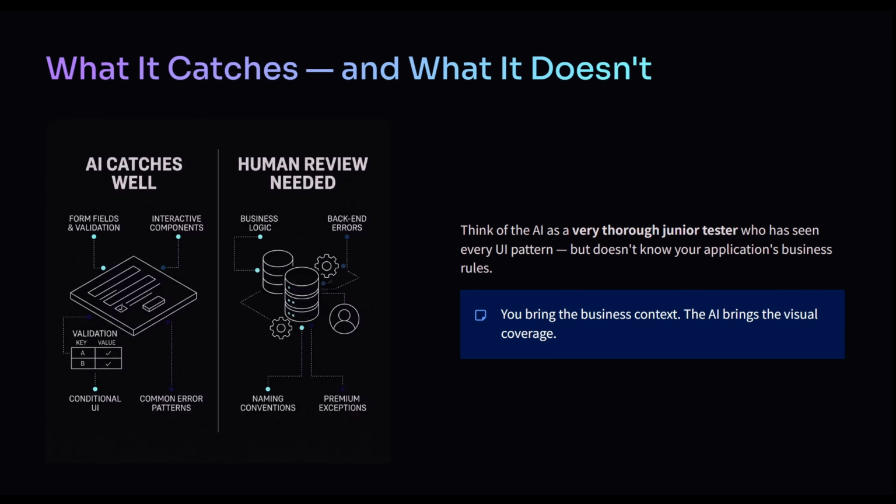What it doesn't catch, or catches with less reliability, is business logic that isn't visible in the UI. If there's a rule that says users with premium accounts skip the payment step, the AI won't know that from looking at the design. It also won't know your specific backend error codes, your organization's naming convention, or environment-specific behavior. That's why the review step matters. Think of the AI as a very good junior tester who has seen every UI pattern there is, but doesn't know your specific application's business logic. You bring the business context. The AI brings the visual coverage.